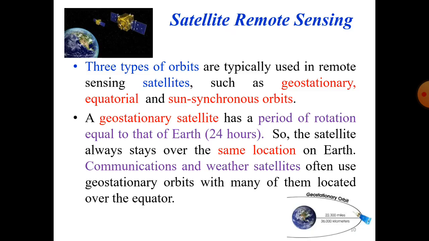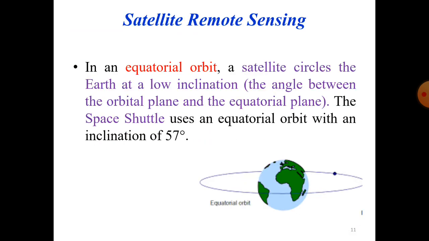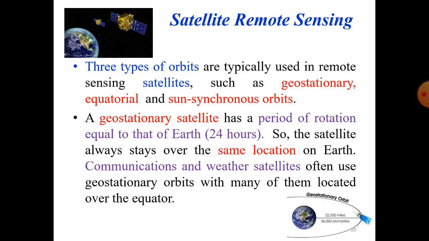Satellites are generally sent to specific orbits of the Earth in space, which would be around 600 to 1000 kilometers away from the Earth's surface. Orbits are the imaginary paths around the Earth for satellites. There are three types of orbits that are used in satellite remote sensing. The first type is equatorial orbit. The second type is geostationary orbit, and the third type is sun-synchronous orbit.